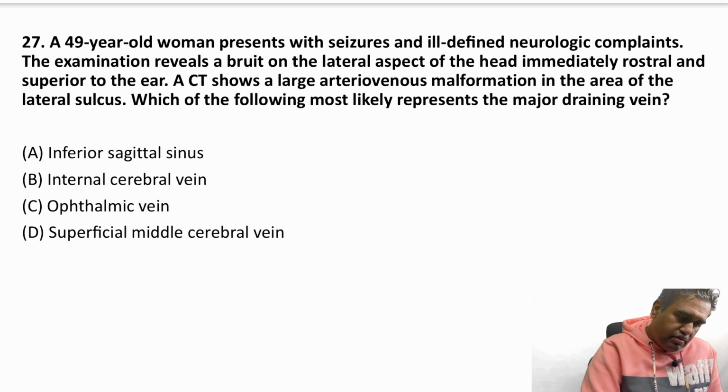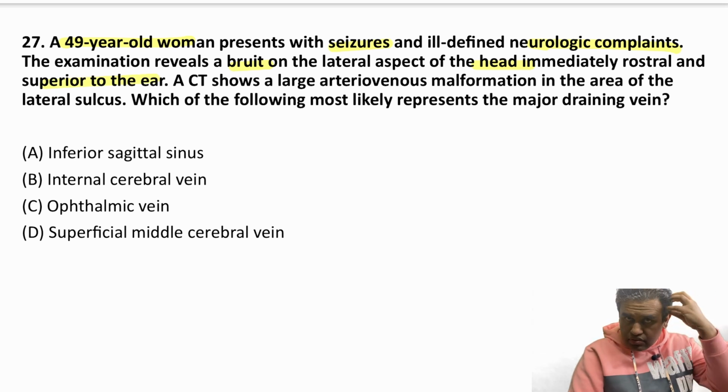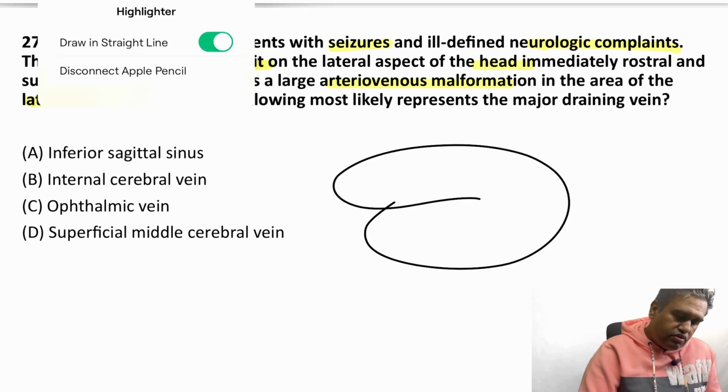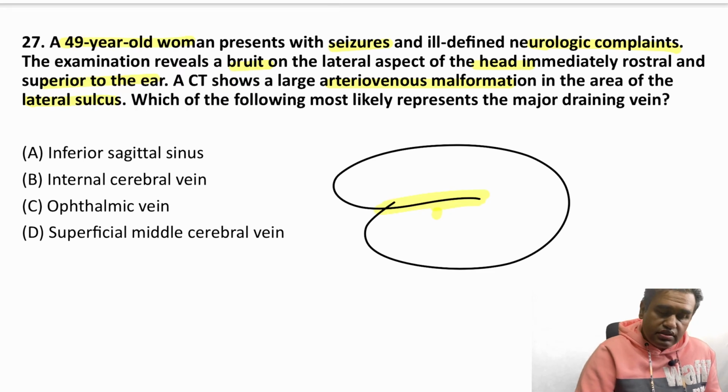The question says that a 49-year-old lady presents with seizures and ill-defined neurological complaints. The examination reveals a bruise on the lateral aspect of the head immediately rostral and superior to the ear. Right, bruise over here. A CT shows a large AVM, arteriovenous malformation, in the area of the lateral sulcus. Lateral sulcus was what? We were making the brain like this. This area is actually our lateral sulcus, right? This was the central sulcus. So what the CT showed was an AVM in the area of the lateral sulcus.